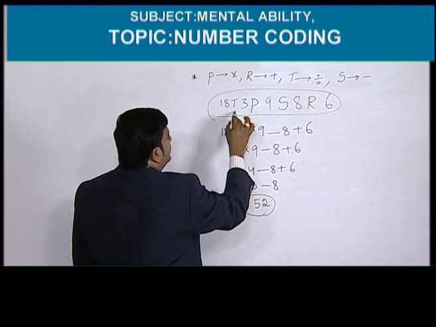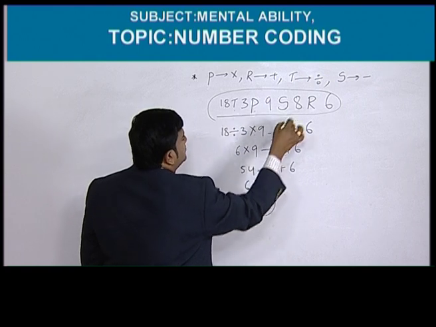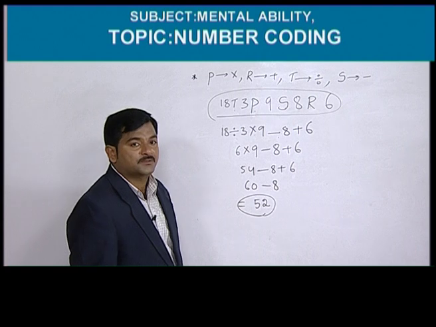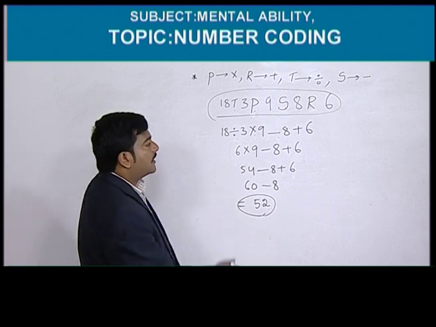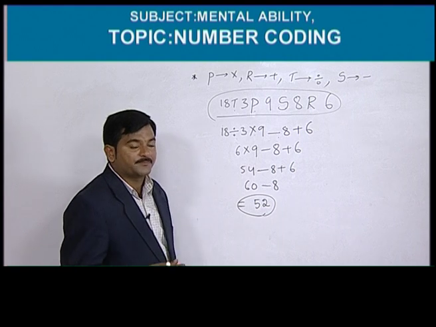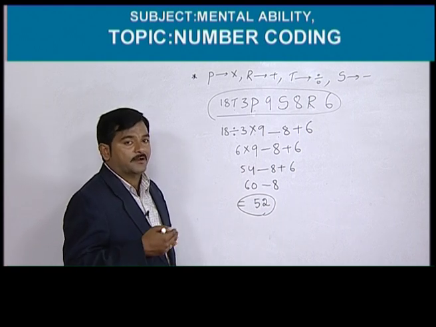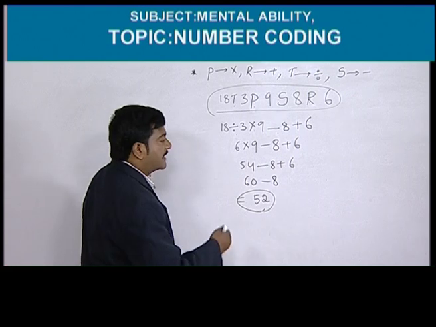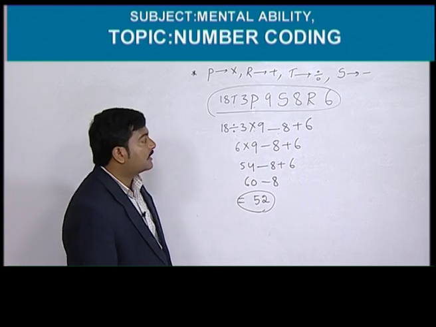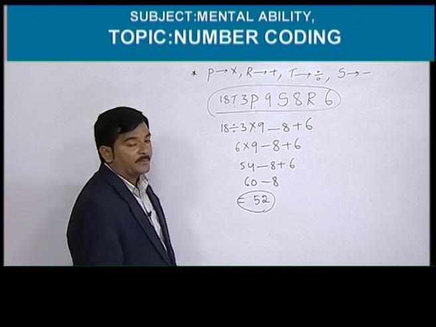I took the corresponding signs. According to the BODMAS rule concept, first division, then multiplication, later on addition, and finally subtraction I did, and the final answer is how much here? 52. Okay, this is one model in mathematical coding.